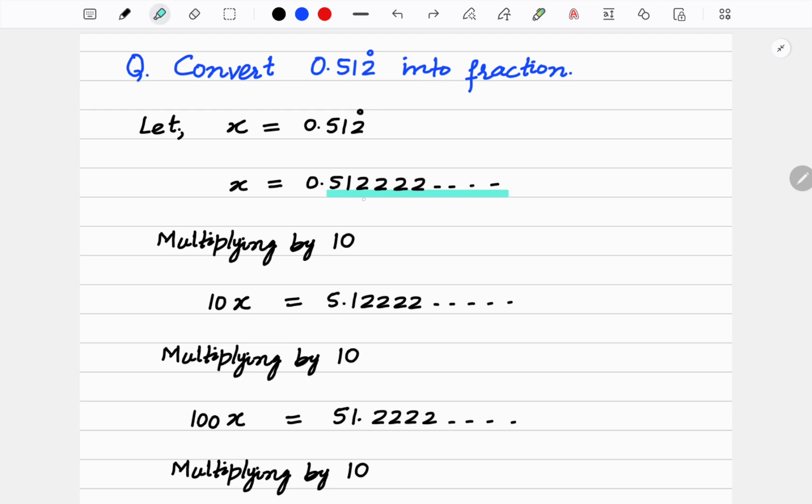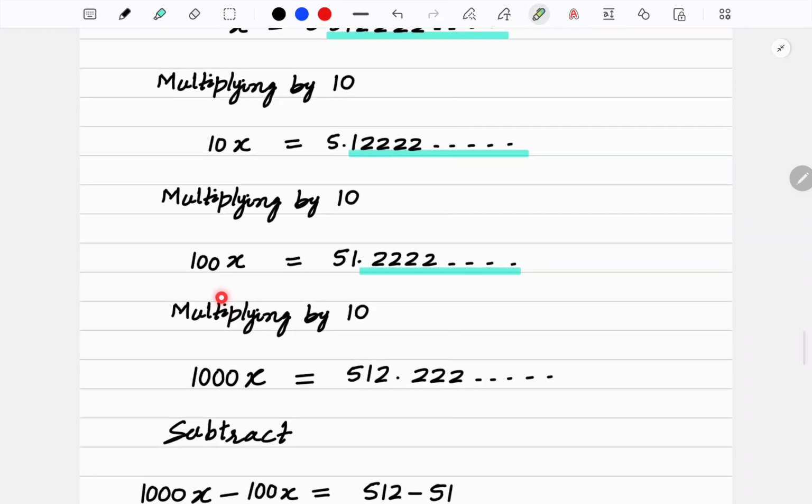Now observe, we have the first decimal series 0.51222, the second decimal series 0.1222, and the third decimal series 0.222. All the decimal series are different. So we will again multiply by 10. 100x after multiplying by 10 becomes 1000x, and 51.222 becomes 512.222. The decimal moves one digit further inside.